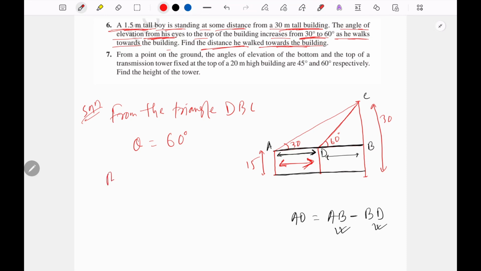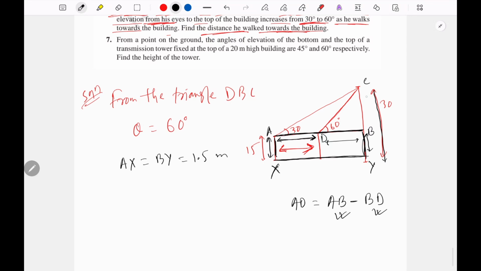BC will be equal to, so let's see, this is X, this is Y. So total CY and this AX, the length of AX will be equal to BY. Since this line and this line are parallel, this BY and AX will be the same. So you write here, height of boy AX equals this BY, which is equal to 1.5 meter. This is given, and also we will calculate this BC.